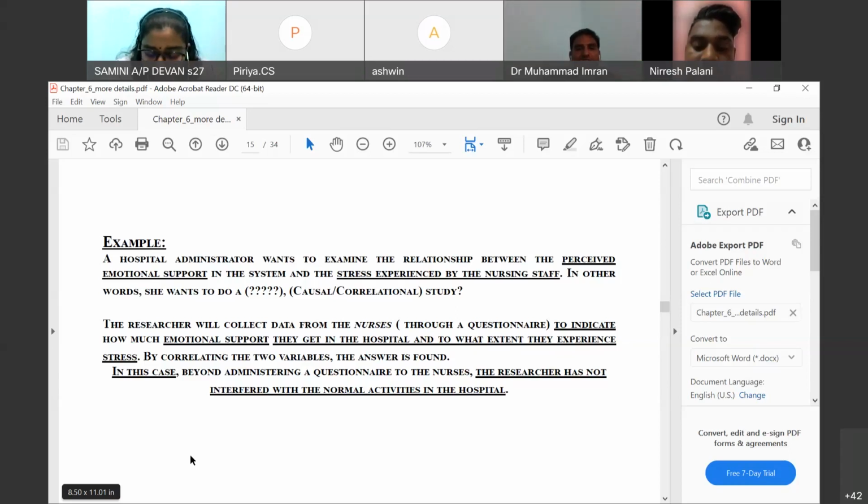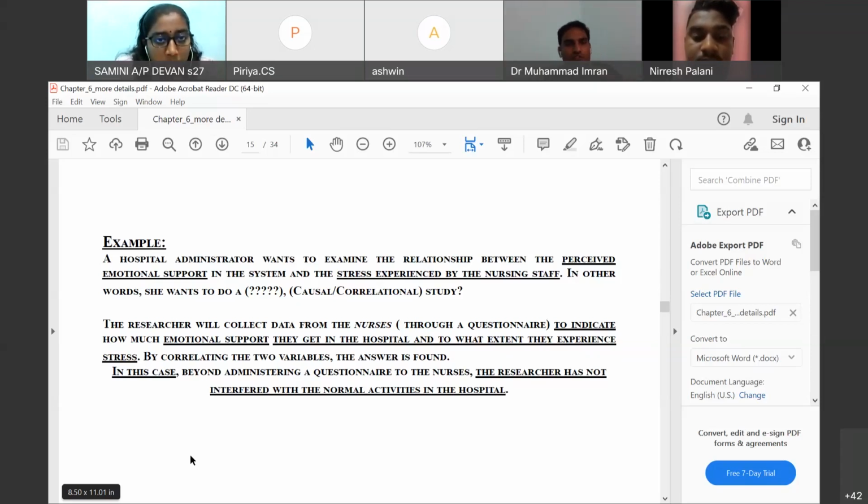Okay, then read the second paragraph. The researcher will collect data from the nurses through a questionnaire, through a survey, to indicate how much emotional support they get in the hospital and to what extent they experience stress. By correlating the two variables, the answer is found. In this case, beyond administering a questionnaire to the nurses, the researcher has not interacted with the normal activity in the hospital. It's simple, he just checks the relationship. He distributes the questionnaire and verifies how emotional support is related with stress.